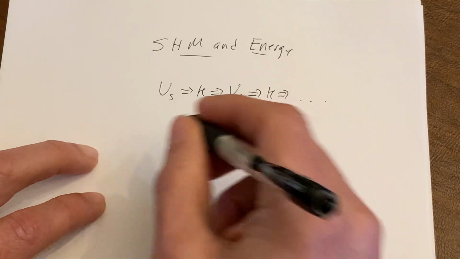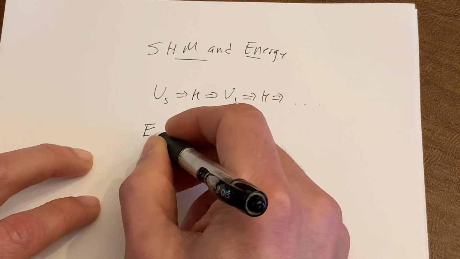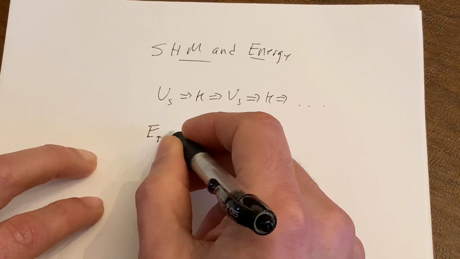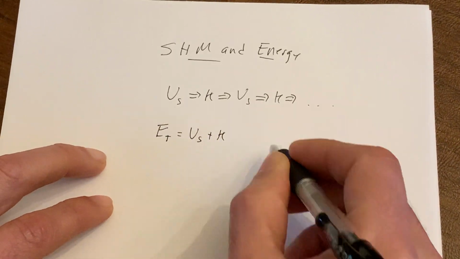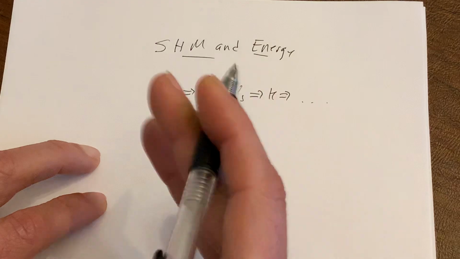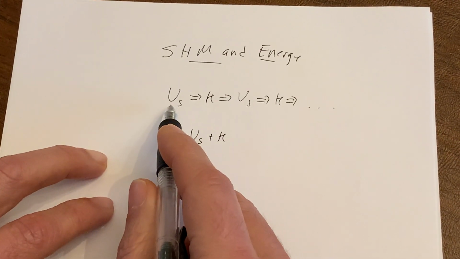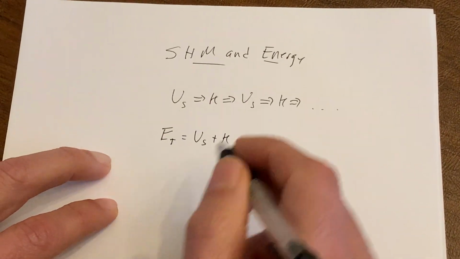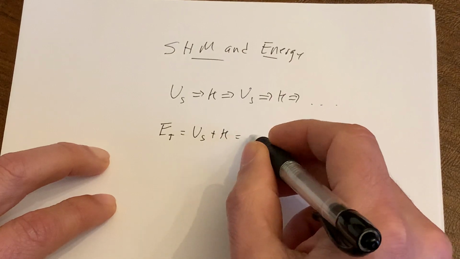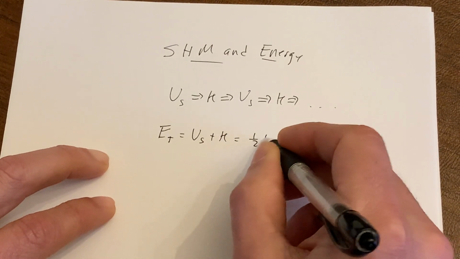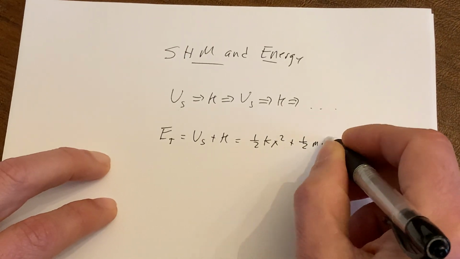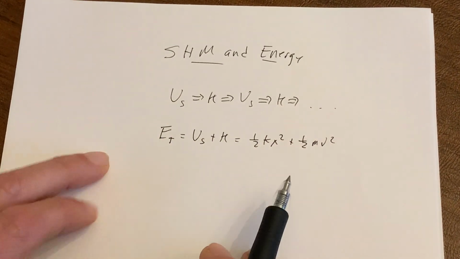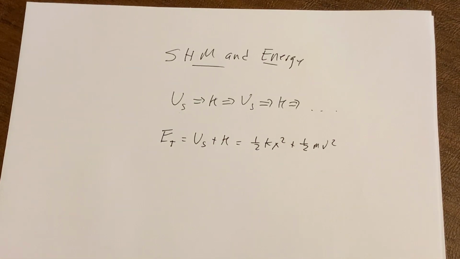So if that's the case, and remember energy is conserved, let's just call this E total. That's going to be equal to U spring plus kinetic. That could be some point that's midway between my maximum spring compression and my equilibrium position, where it's going to be fastest, and I can represent it as 1/2 kx squared plus 1/2 mv squared. So this is how I would find the total energy of the system.